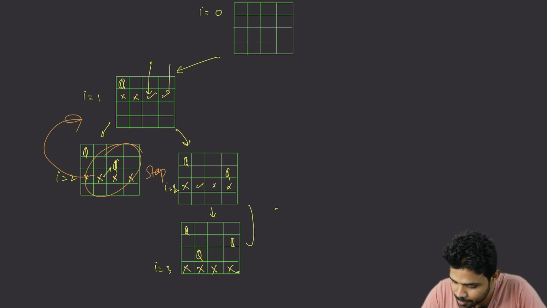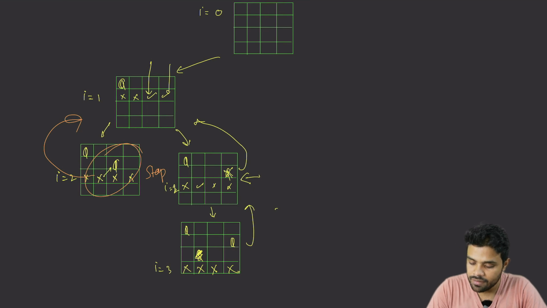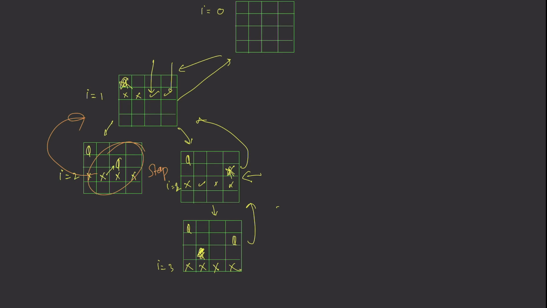So we return from here, and while returning I will remove this queen, so we'll get this back. From here also we will return and remove the queen. From here also we will return and remove the queen. Everything is wrong. Going in this direction itself was wrong, so we kept removing queens, and again we reached the first step.